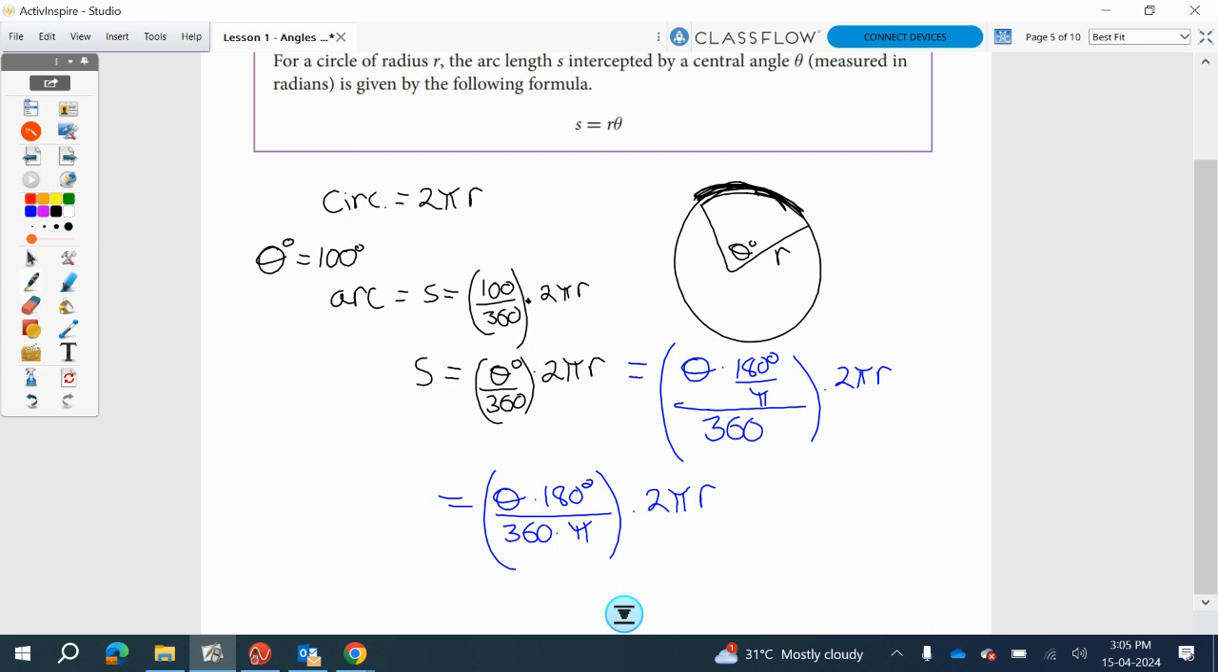So pi here cancels with pi here. 180 times 2 is 360, so that cancels here. So the length of an arc, if theta is in radians, is simply theta times r. And that gives us this formula here, which is an easy formula to use for finding the length of an arc.